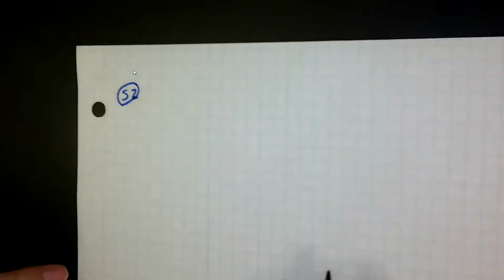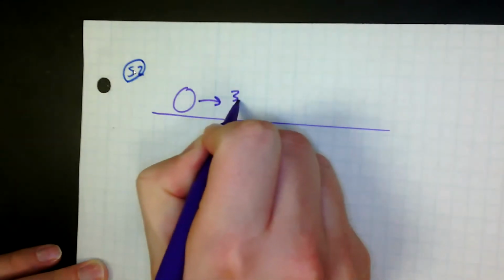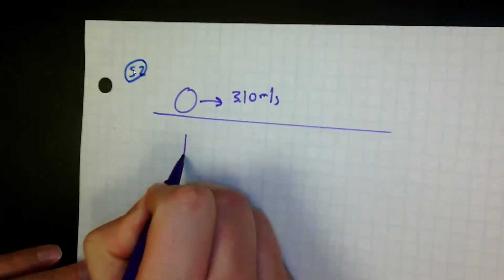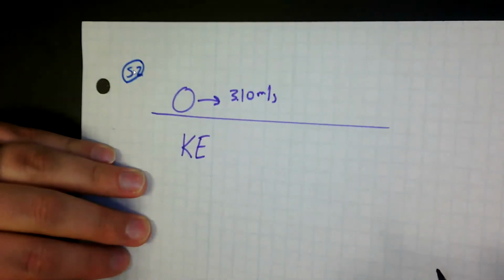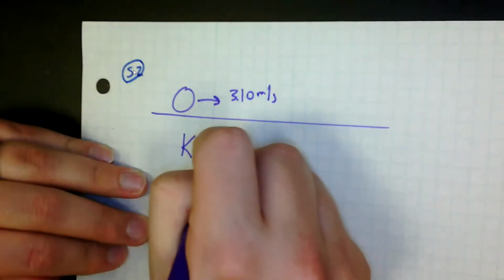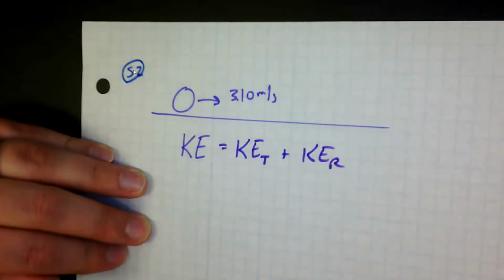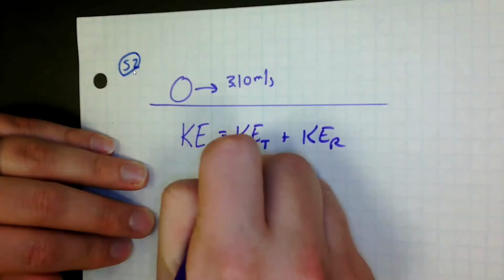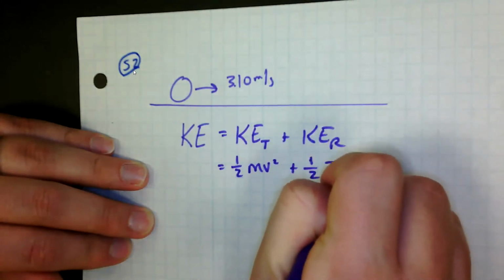So a bowling ball of mass 7.25 kilograms and radius 10.8 centimeters rolls down a lane without slipping at a speed of 3.10 meters per second. And it wants to know the kinetic energy. Now, for the kinetic energy, there are 2 types. Because if you're rolling, you're translating and you're rotating, right? So 1/2 mv squared plus 1/2 I omega squared.